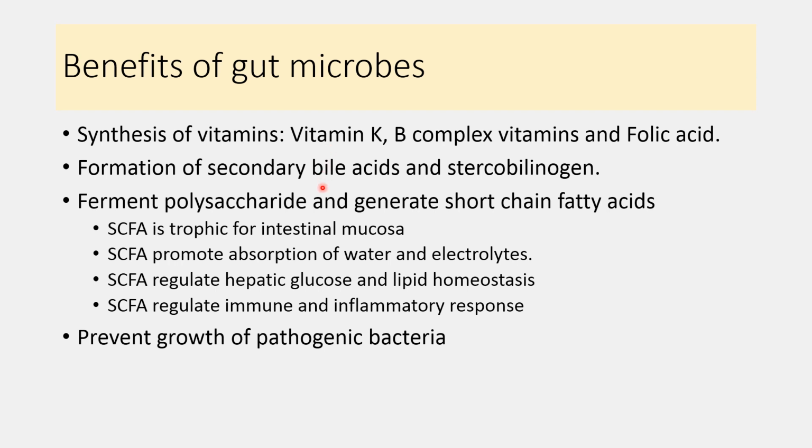Biotransformation of the primary bile acids into secondary bile acids, as well as formation of the stercobilinogen from the bile pigments, occurs by the action of the gut microbes. Gut microbes ferment undigested food products and polysaccharides and generate short chain fatty acids. Short chain fatty acids are trophic for the intestinal mucosa. They help in the growth, apoptosis and repair of the intestinal mucosa. Short chain fatty acids promote absorption of water and electrolytes.